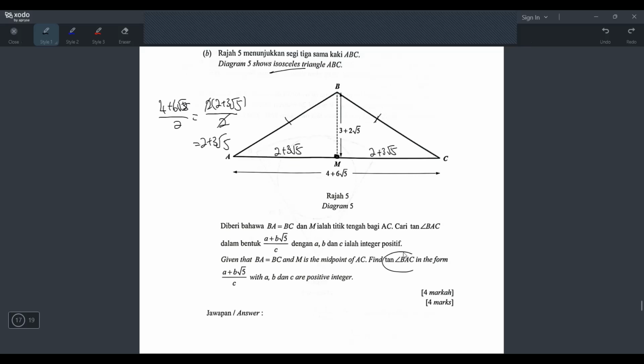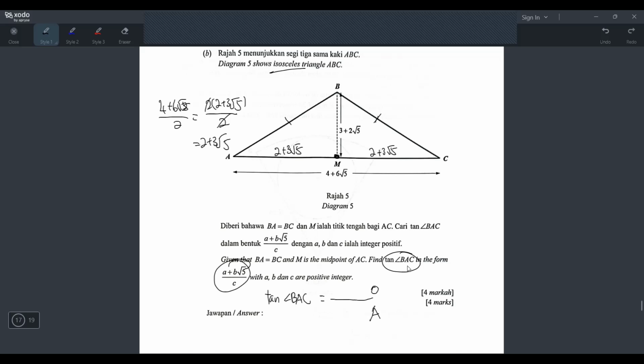Now it says find tangent BAC. So they never ask you to find BAC. They just ask for tangent BAC in the form of this one. So your final answer should look like this, with A, B, and C being positive integers. So how to find tangent BAC? SOH CAH TOA. TOA, tangent. It means I have to take TOA, opposite divide adjacent.